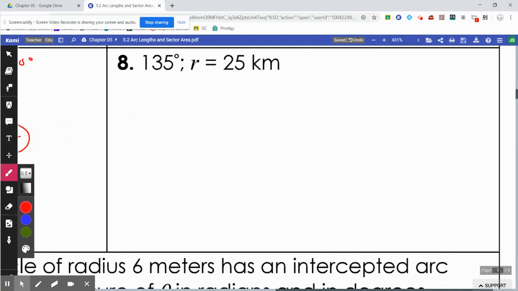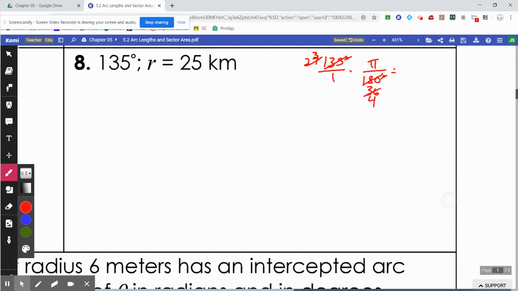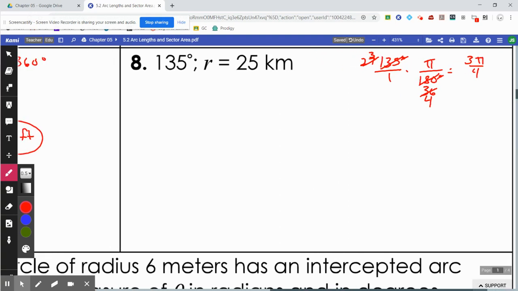135 degrees. Let's convert that to radians. 135 degrees over 1 times pi over 180. Let's mark out our degree symbols. We can divide top and bottom by 5. That gives me 27 and 36. I can reduce that by 9. That's a 3 and a 4. So I could have actually divided 45 into both of those. So I have 3 pi over 4 is my central angle.